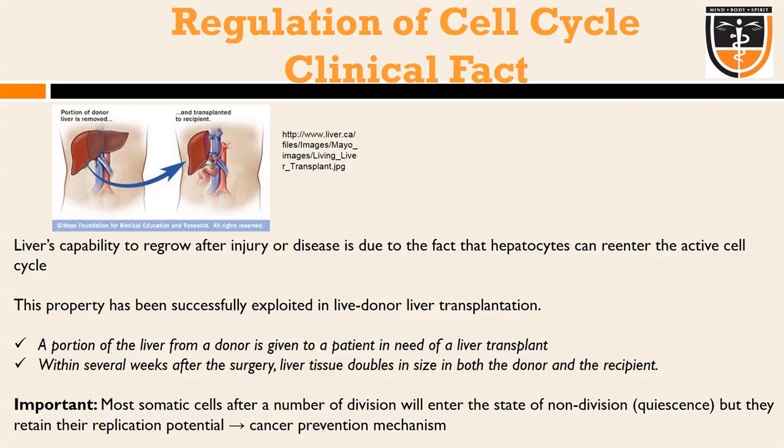Now, we know that most somatic cells, after a number of divisions, will enter a state of non-division, or quiescence. Why? Because, for example, if you are a cell and you have divided 30, 40 times, there is a better chance that you can start dividing abnormally. So these cells go into quiescence. They'll be there waiting to be stimulated to divide.